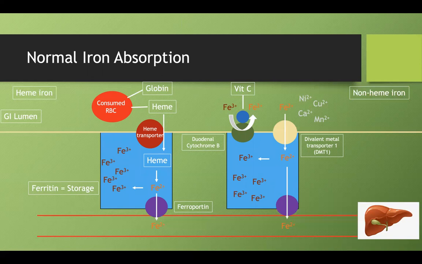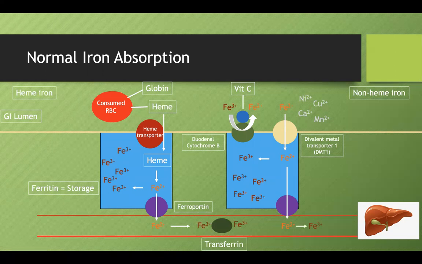And now once it's released into the bloodstream, the iron does the same thing. It's usually converted quickly back to this ferric form, and from this ferric form, it can actually bind to a molecule called transferrin. Most of our iron that's floating in our bloodstream is bound to this molecule called transferrin. It's a good way to move the iron around in the bloodstream.